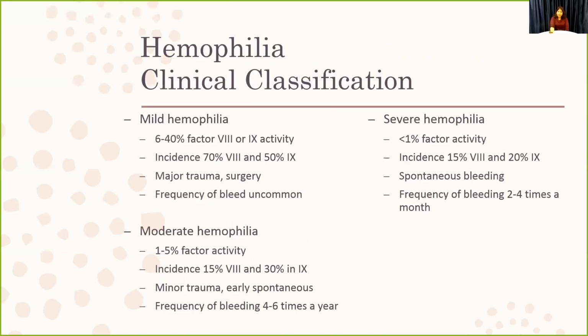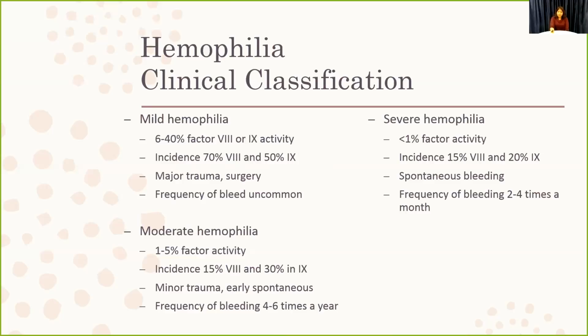So for hemophilia, our clinical classification: mild hemophilia, you have 6 to 40% factor activity for 8 and 9. Incidence for factor 8 is 70% in mild hemophilia and 50% for hemophilia B. So normally, to cause bleeding, they have to have a major trauma or a major surgery. This is why some of these patients may not present until their adolescence when something comes up like this. And usually the frequency of bleeding is very uncommon.